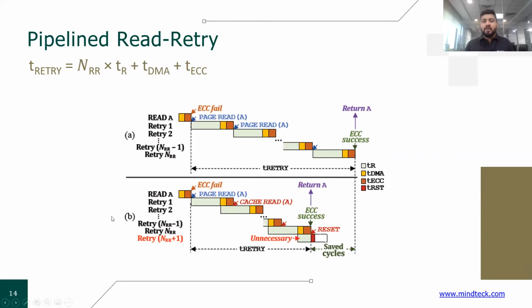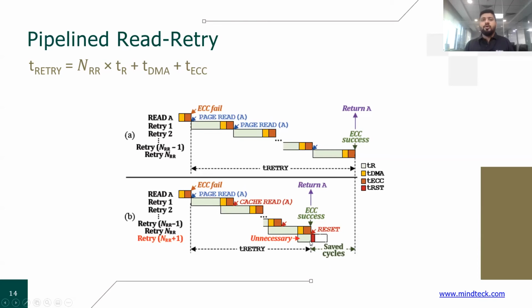And when we are applying a cache read here, we can see that we are saving this much cycle. So in the end, whenever we got the ECC success, we are saving this much cycle. Now here is the catch: once we got the ECC success, by that point we had already started one more retry step, which is not required now. So how can we stop that?